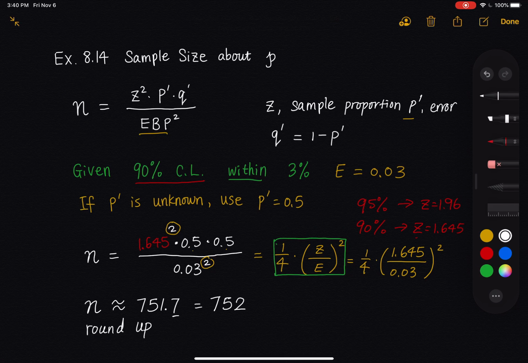So we need to survey 752 cell phone customers aged 50 plus in order to be 90% confident that the estimated sample proportion is within 3 percentage points of the true population proportion.